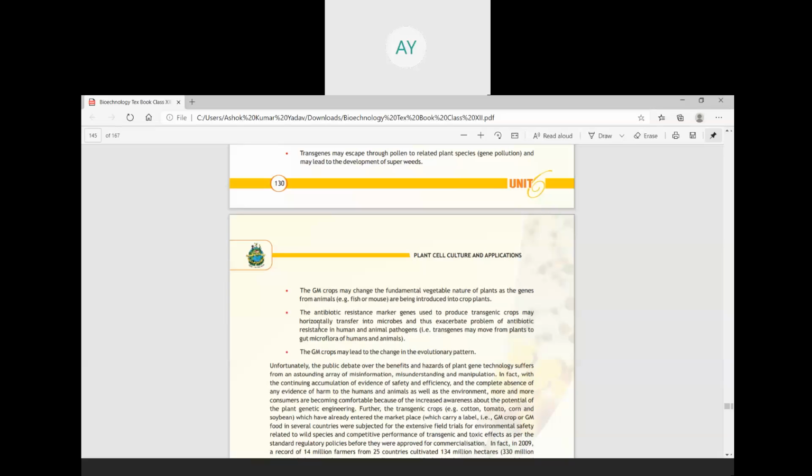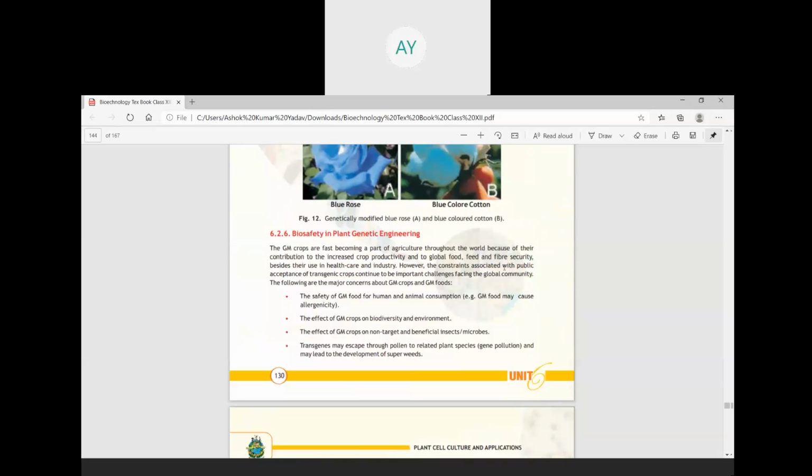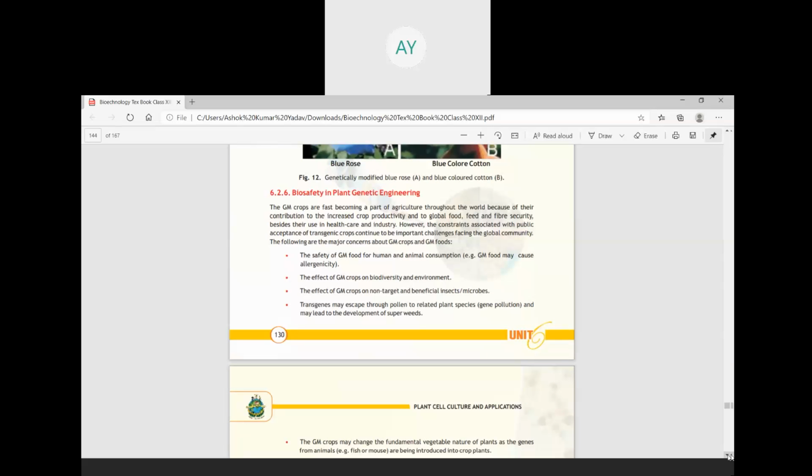The genetic crop, that is the transgenic crop, may lead to change in the evolutionary pattern. Okay, so these are the things that we should consider. First, it may cause allergy, second is the development of superweed, third it can affect the beneficial microbes and insects. Then it can also affect biodiversity, meaning variation of plant species, because of excess utilization of the same type of transgenic crop by the farmers, they are forgetting the original wild variety and affecting the food chain and food web.